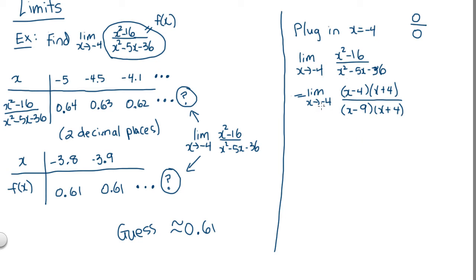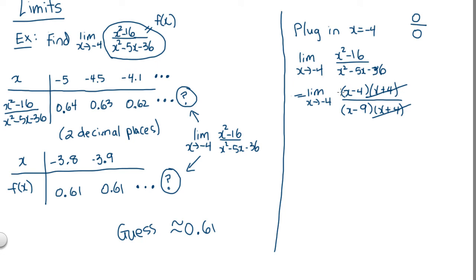Now, if we try plugging in x equal -4 at this point, we've still got 0 over 0. But you might notice that we can cancel now a factor of x plus 4 from the numerator and the denominator. Now, the reason we're able to do this is because a limit is about what is happening near x equal -4. So imagine that x is very close to -4, but not quite equal to -4. That means that the x plus 4 value is very close to 0, but it's not quite 0, and that's what's allowing us to do this cancellation here.